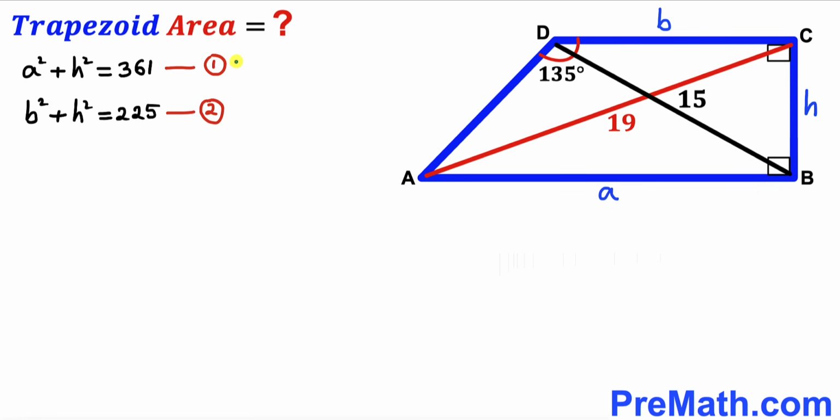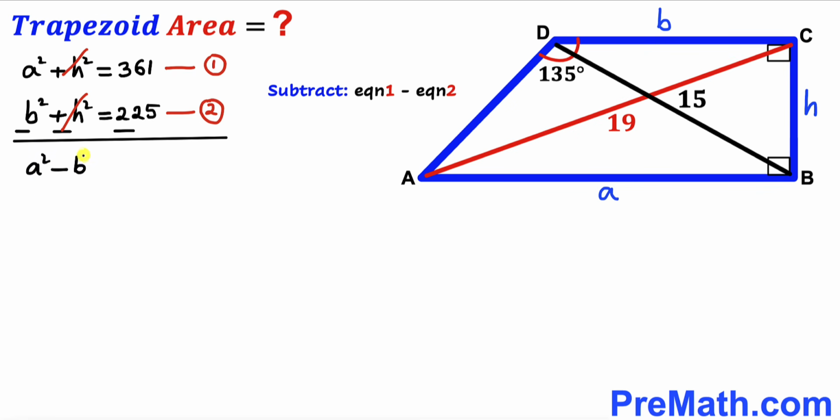So thus we end up with this system of two equations, equation 1 and equation 2. Now we are going to subtract equation 2 from equation 1. So let's go ahead and subtract. I'm going to change this positive sign to negative, likewise negative and negative as well. Here we can see positive h squared and negative h squared, they are gone. So we end up with a squared minus b squared equals, if we subtract these two numbers, 136. And I'm going to label this as our equation number 3.